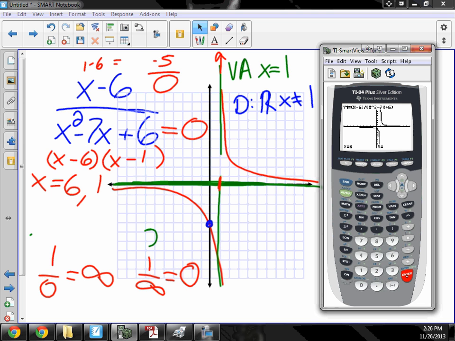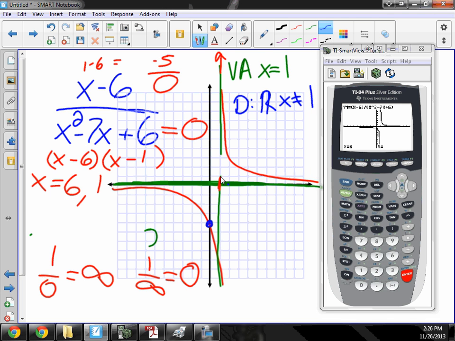So there is a little gap, 1, 2, 3, 4, 5, 6. Right here is a gap we call a hole. So the function does not exist at 6. So if I go back up to my domain, the domain is all real numbers, but x is never 1, and x is never 6. Everything else works. We can guarantee, if it's a rational expression, that everything else works.